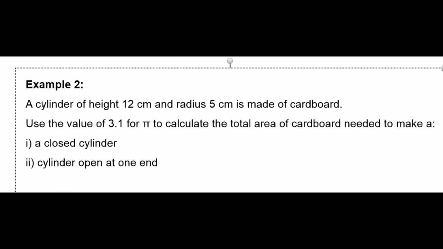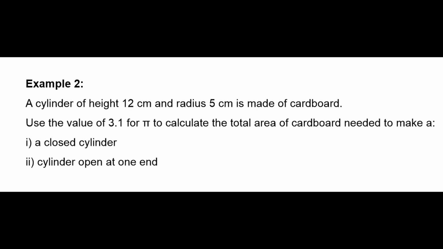Let's take another example. Example 2. A cylinder of height 12 cm and radius 5 cm is made of cardboard. Use the value of 3.1 for pi to calculate the total area of cardboard needed to make (I) a closed cylinder, (II) a cylinder open at one end.